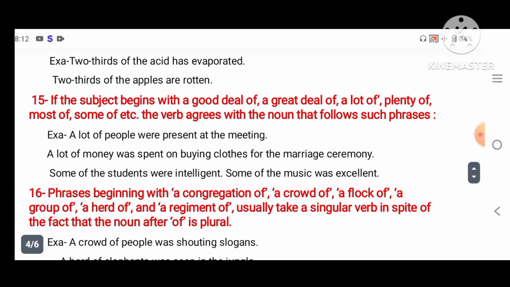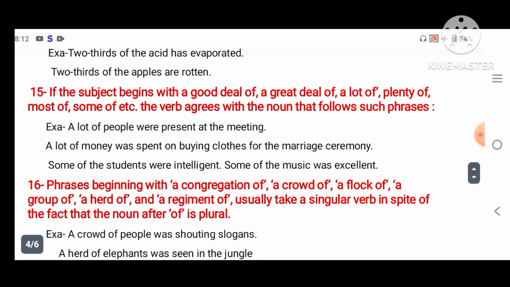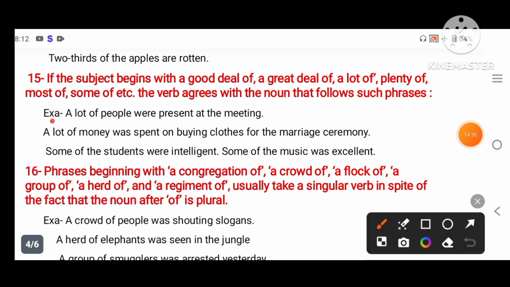Okay, if the subject begins with a good deal of, a great deal of, a lot of, plenty of, some of, the verb agrees with the noun that follows such phrases. So if the sentence starts with these words, we always look at the noun and put the verb accordingly.